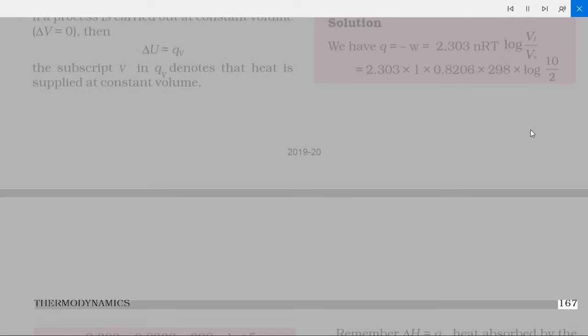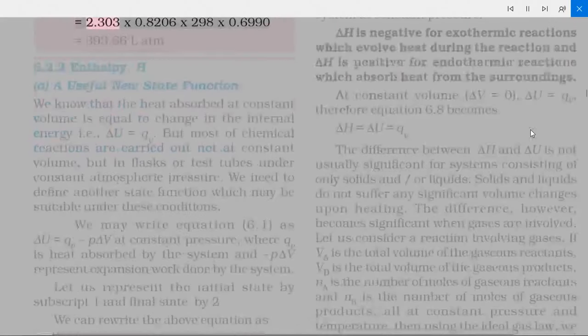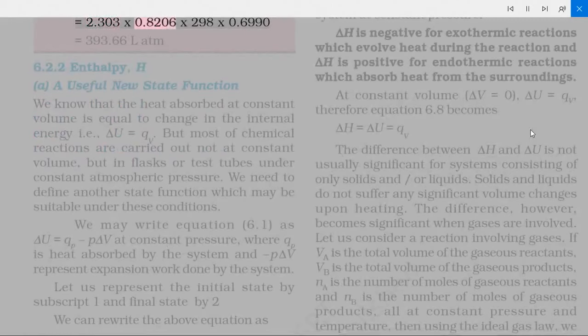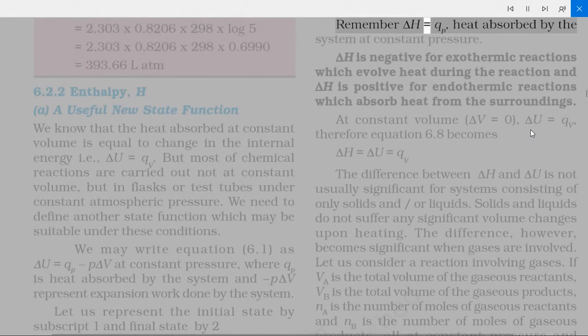Thermodynamics 167. This equals 2.303 × 0.8206 × 298 × log 5, which equals 2.303 × 0.8206 × 298 × 0.6990 = 1,393.66 liter atm. Remember, ΔH = q_P, the heat absorbed by the system at constant pressure.